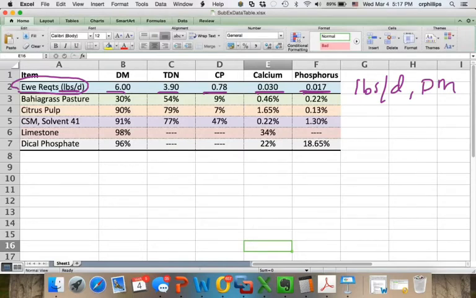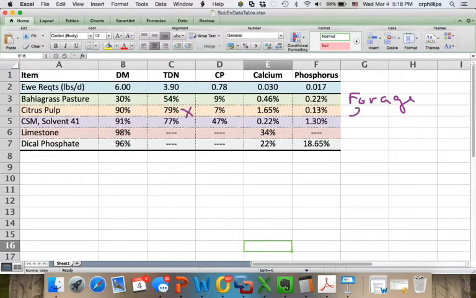And then we have these feeds available to us. And so the feeds that we have available to us is Bahia grass pasture. That's actually a predominant forage in Florida, and that is going to be our forage or our roughage source. Then we have citrus pulp. And if you look, as we evaluate the nutrient profile for citrus pulp, that's going to be our energy feed if we need to supplement energy.